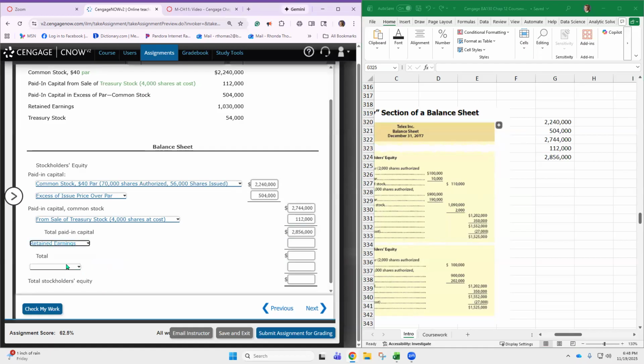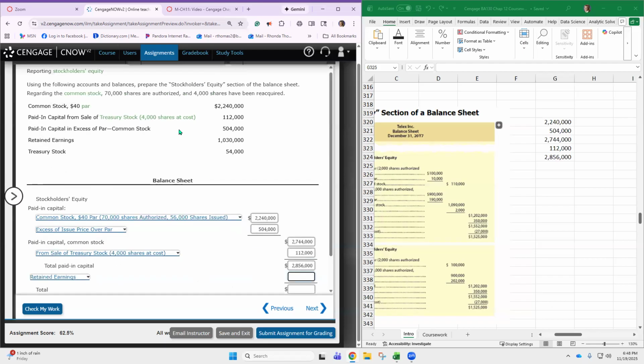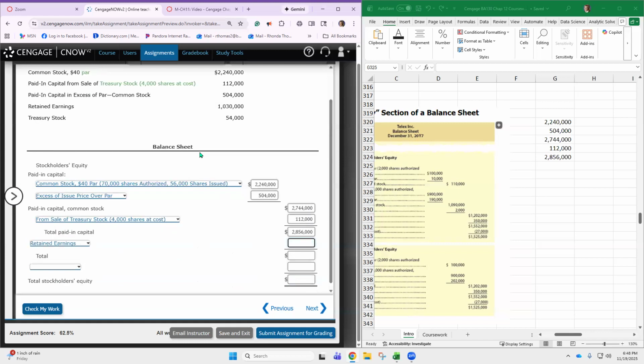Now we're ready for retained earnings. Retained earnings is the second piece. Once again, paid in capital is all of this up here. Just so happens, if we had preferred stock, we would have had another two lines first. Retained earnings, they have given that to us, is 1,030,000. Then we'll add that together for a total.